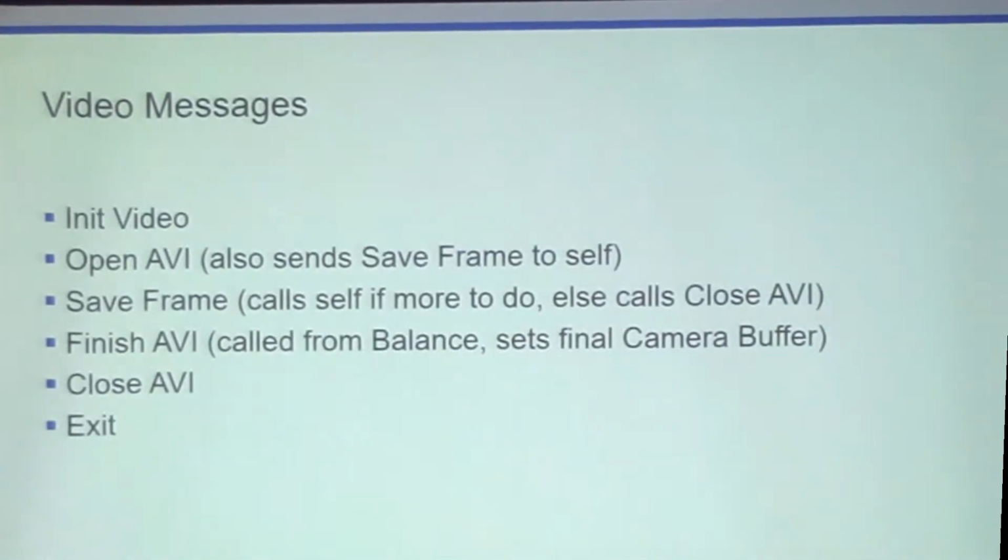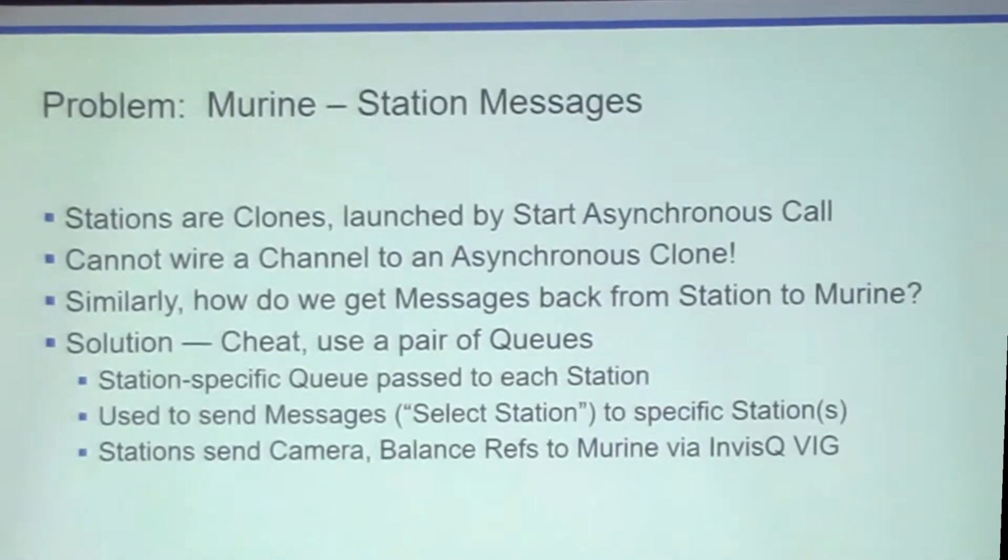Sounds like magic. It is magic, but it works. And again, very simple messages. Now, there's a problem with all of this. The problem is that, remember I started off by saying stations are clones, and they're launched by start asynchronous call. But you can't wire a channel to an asynchronous clone. That was awful. And how do we get messages back from stations to Murine?